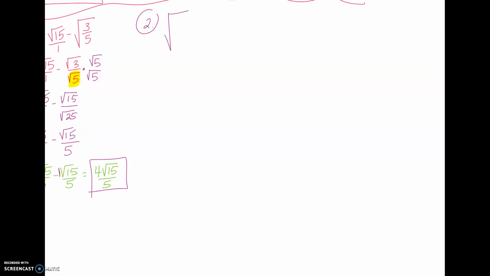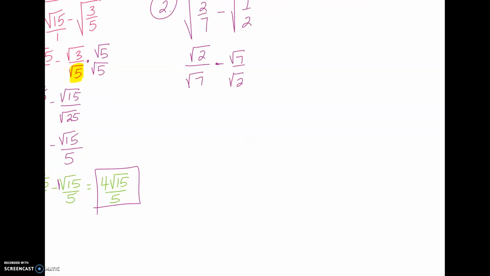The second one, the square root of 2/7 minus the square root of 7/2. You have to be careful with these because when we are multiplying and dividing, you could put them under one radical. You can't really do that with what we're doing now because we're adding and subtracting. Okay, so first we're going to break up our radicals to the square root of 2 divided by the square root of 7 minus the square root of 7 divided by the square root of 2.